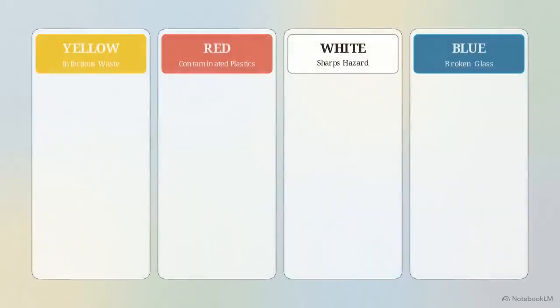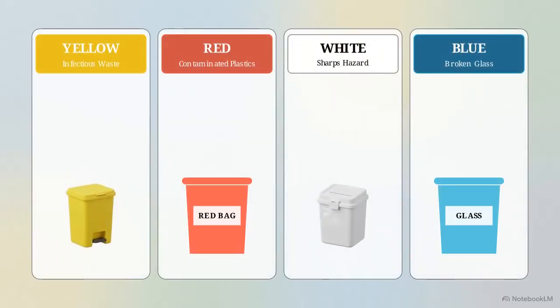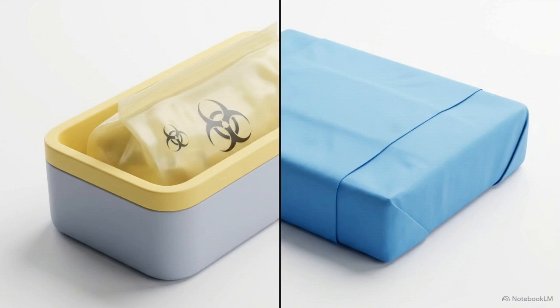This grid displays the standard biomedical waste color coding system required for clinical environments. Anatomical waste and blood-soaked dressings go into yellow. Contaminated plastics like IV tubing go to red. Sharps must enter a white puncture-proof bin, while broken glass is assigned to blue. Sterilization and waste sorting act as the final firewall, preventing pathogens from re-entering the community reservoir.